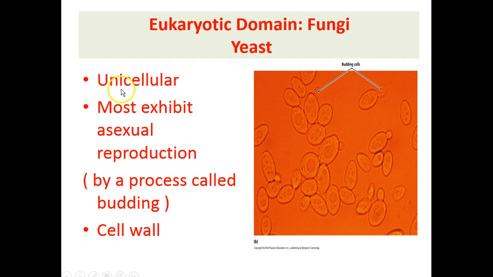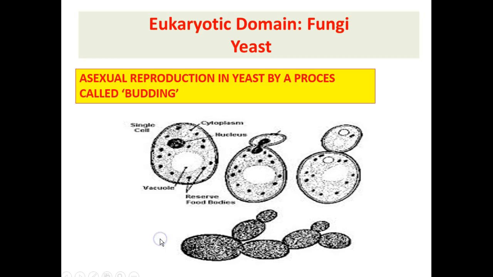On the other hand, yeast are unicellular fungi. Most yeast reproduce by means of asexual reproduction through a technique called budding. Yeast cells have cell walls. Yeast reproduce by means of asexual reproduction.